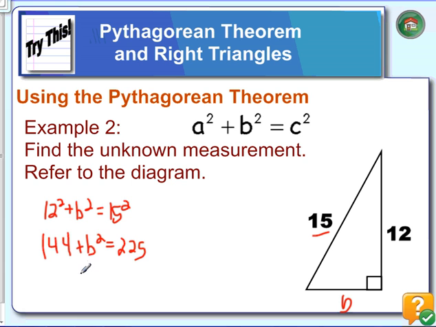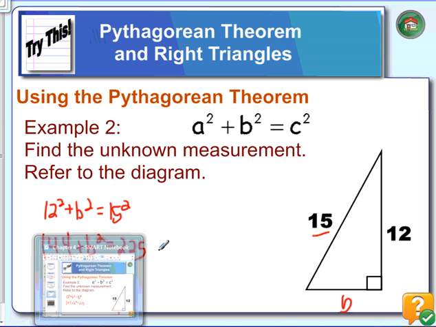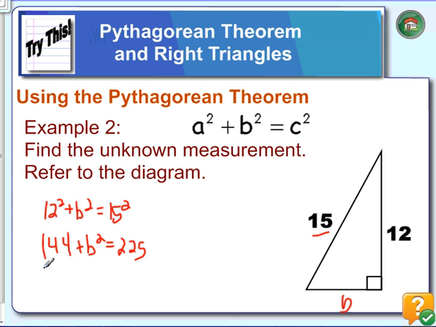Now we have to think about how we solve equations. Our goal is to get b squared by itself. So we're going to subtract 144 from both sides, just like we normally would if we were solving for x. What this does is it gets rid of the 144 on this side. We're then left with b squared equals 225 minus 144, which is 81.